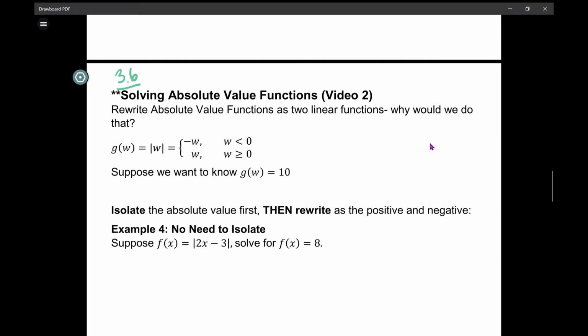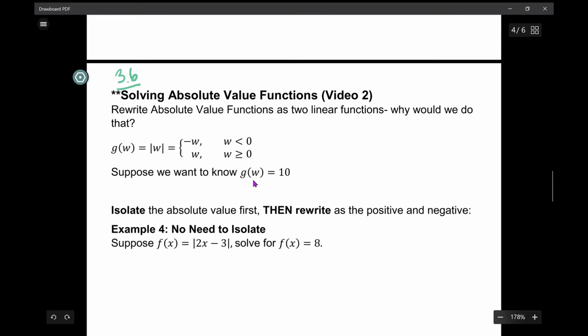Hello and welcome back. Here's the second part of section 3.6, and this is where we're going to learn to solve absolute value functions. So let's go back and remember our definition of an absolute value function. G of w equals absolute value of w, which is equal to minus w if w is negative, and w itself if w is greater than or equal to 0.